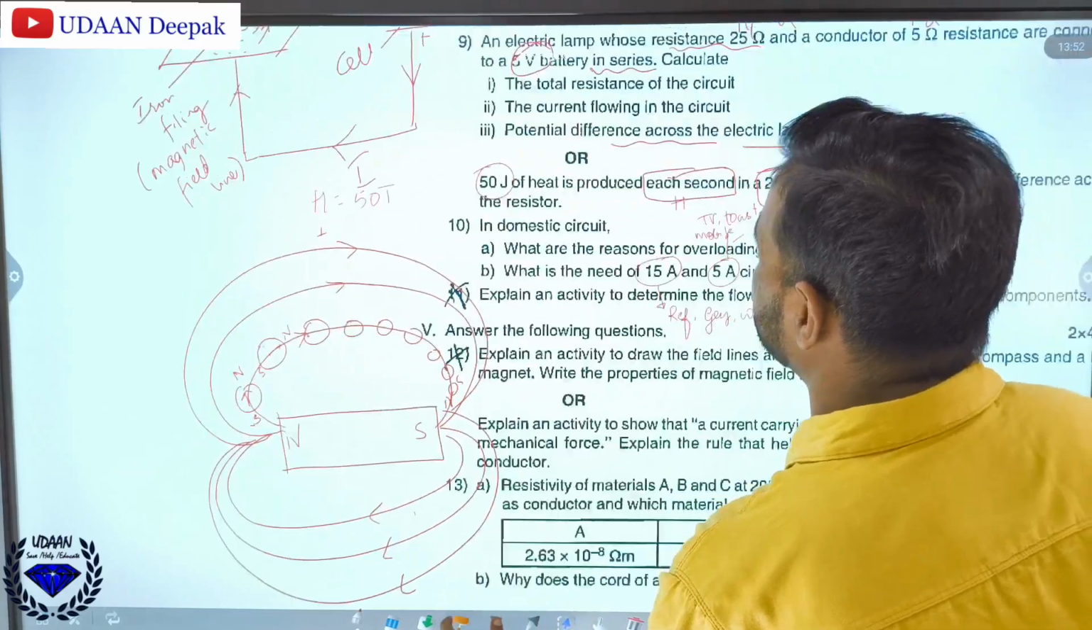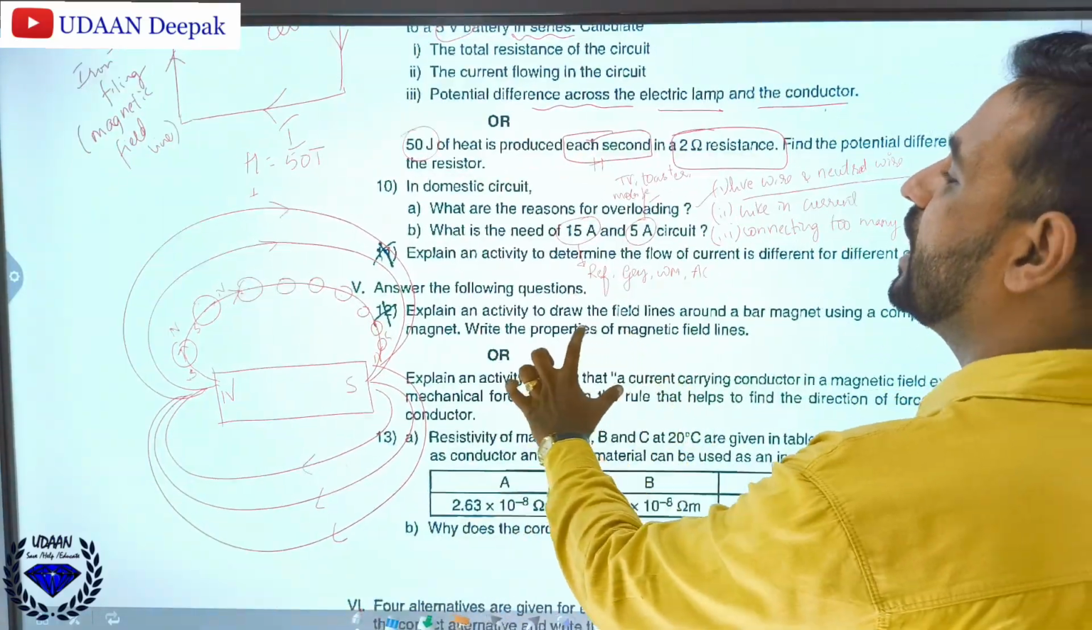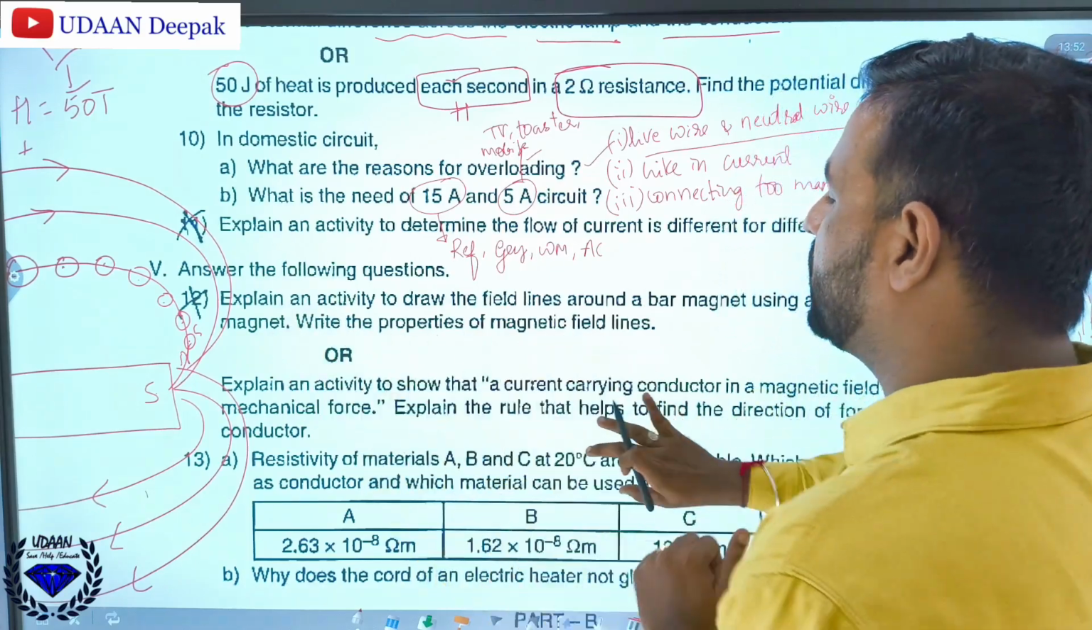Then there is one more question in this. I hope you got the explanation related to this activity. Then they said to write the properties of magnetic field lines.